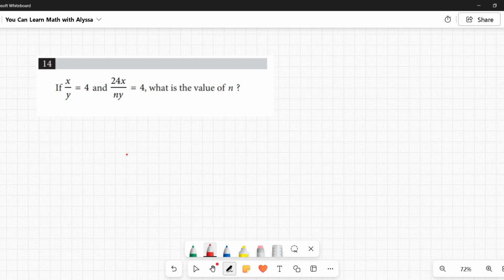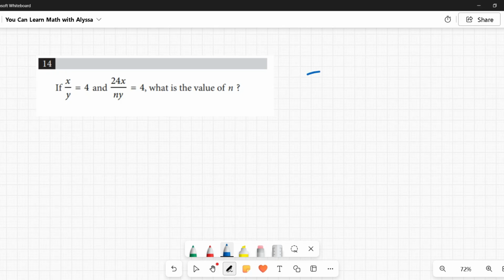Number 14. If x divided by y equals 4 and 24x divided by ny equals 4, what is the value of n? I see the way this is going to go down. This is one of those problems. It's kind of like I can see all the students out there looking at this a certain way and getting it wrong. Be careful. Be very, very careful. Because here's what I predict is going to happen.